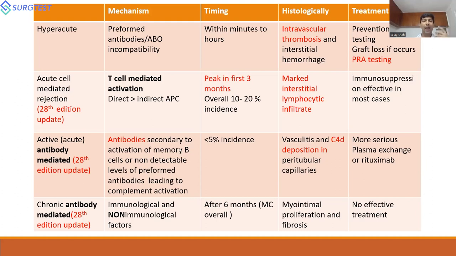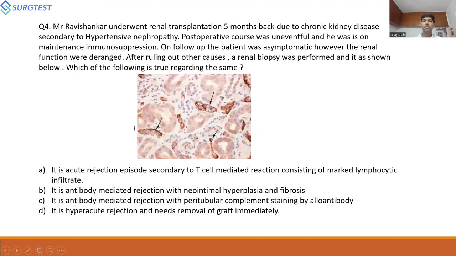Okay. So coming back to our question, first clue is 5 months back. So 5 months already rules out hyperacute. So here, even though C4D staining is seen, it is not hyperacute. It is definitely acute or chronic. Postoperative course was uneventful and the patient was asymptomatic. I want to stress the fact that most rejections are asymptomatic. You have to monitor the patient and do a biopsy. There's nothing else which can be done.